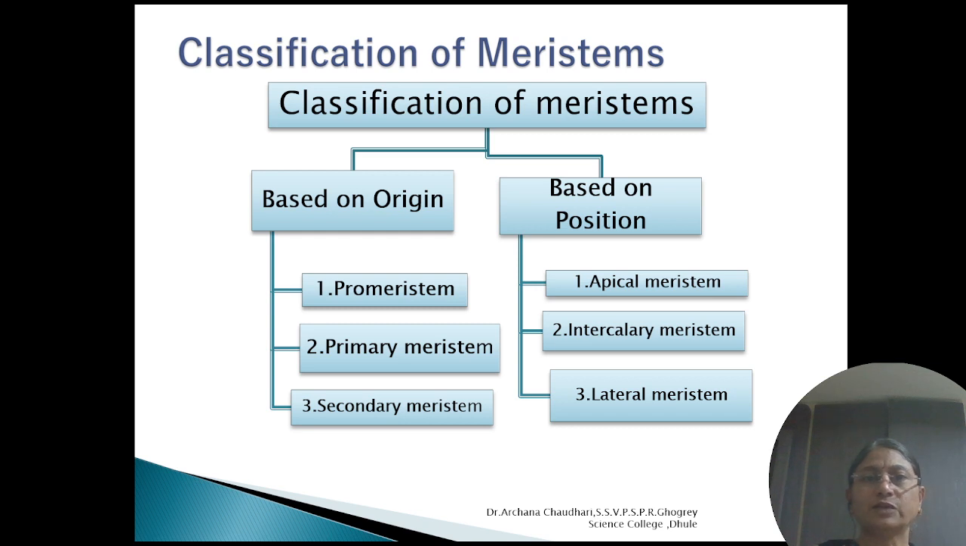See the classification of meristems. The meristems can be classified on the basis of origin and also on the basis of their position. The meristems based on origin can be classified as promeristem, primary meristem and secondary meristem, while the meristems based on position can be classified as apical meristem, intercalary meristem and lateral meristem. We will see all these things in detail.